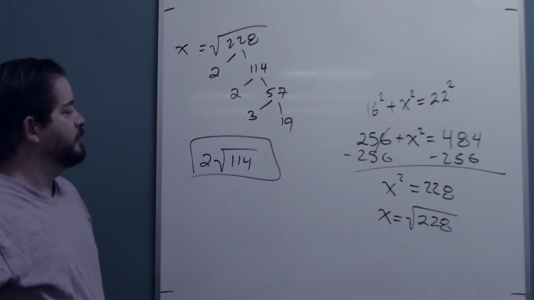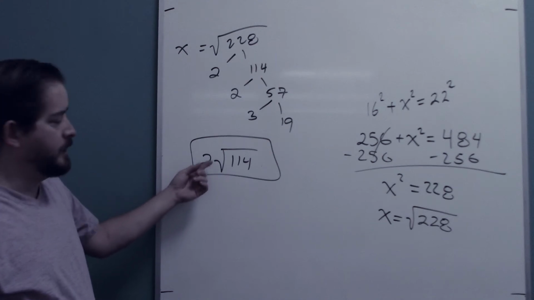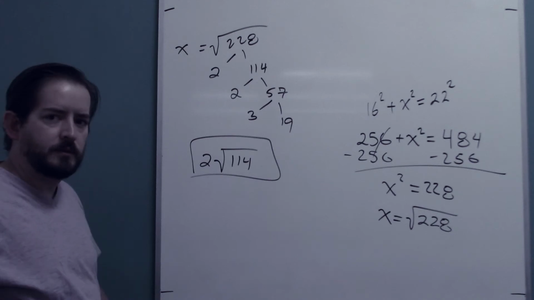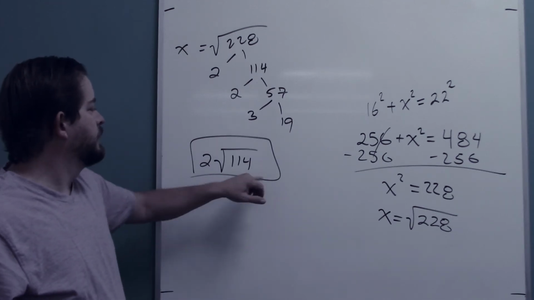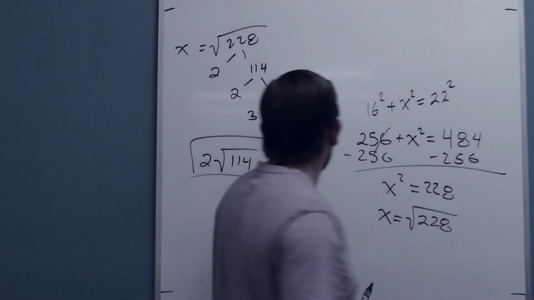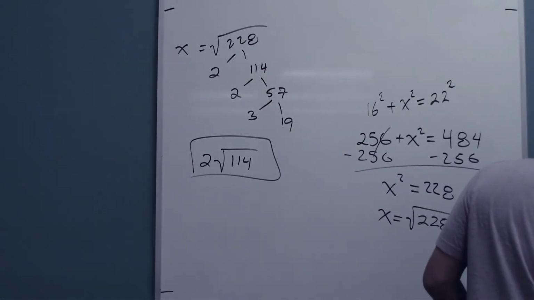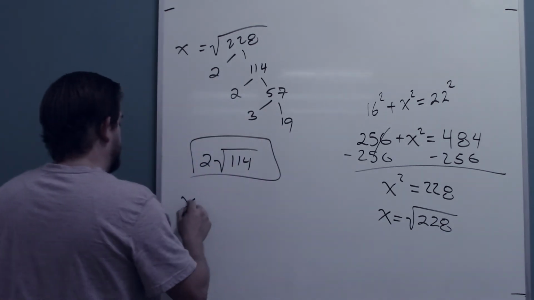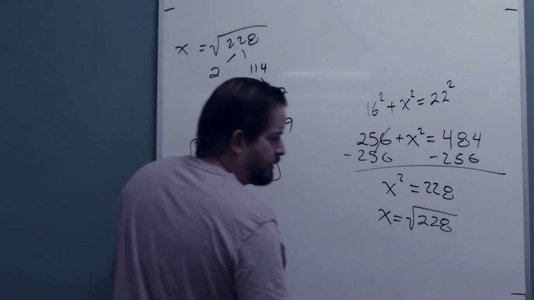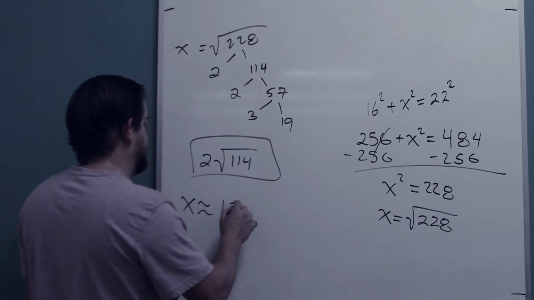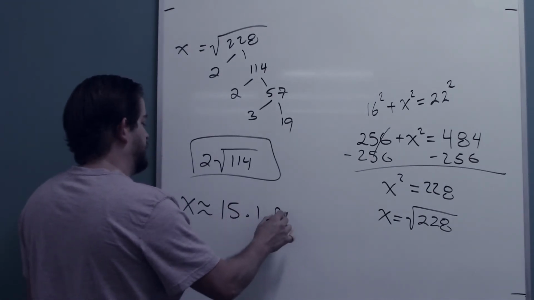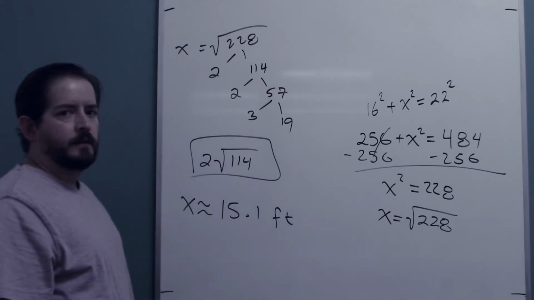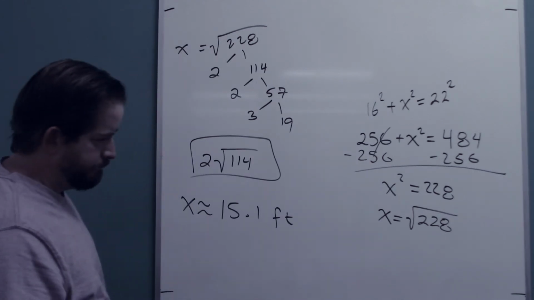If you go tell a fireman, hey, go put your ladder 2 times the square root of 114 units away from the building, he'll probably throw you into the fire. That's not helpful to him. So if you throw that into a calculator, the square root of 228, we get an estimate of x is somewhere around 15.1 feet, yards, meters, whatever we're talking about, right? Okay. All right.